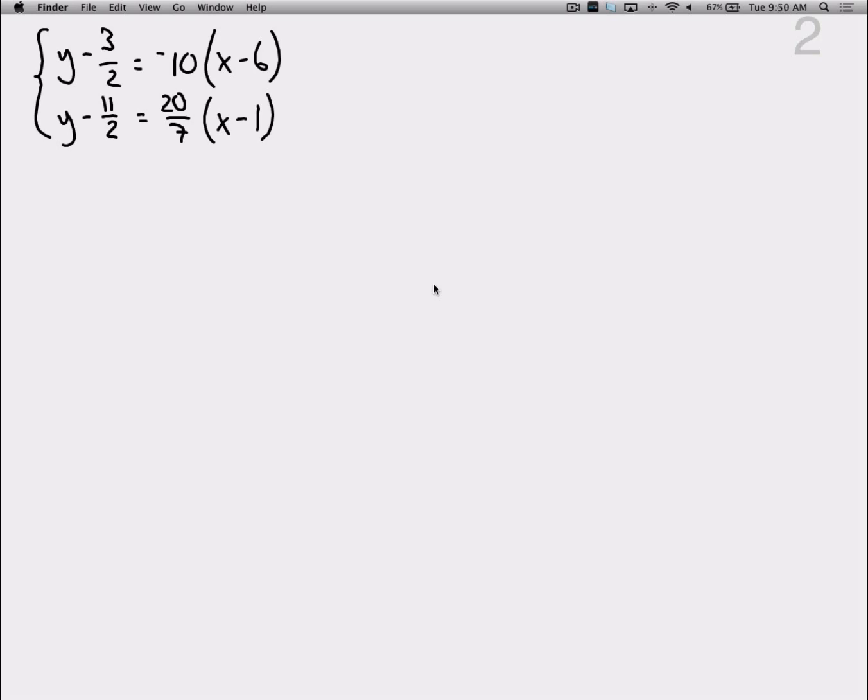I'm going to take this equation on top and convert it into slope-intercept. So y minus 3 halves is equal to negative 10x plus 60, which means that y is equal to negative 10x. Now, I'm too lazy to do that math, so help me out. Fire up your calculators and take 60 plus 3 halves and convert it back to a fraction. What is it? 123 over 2.